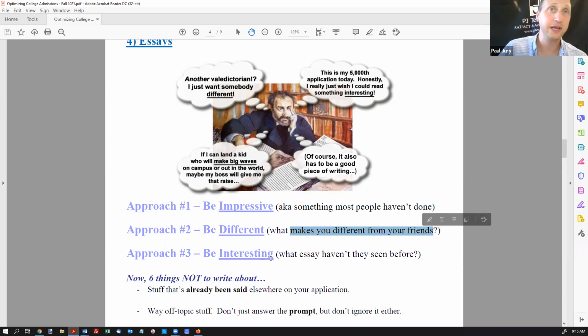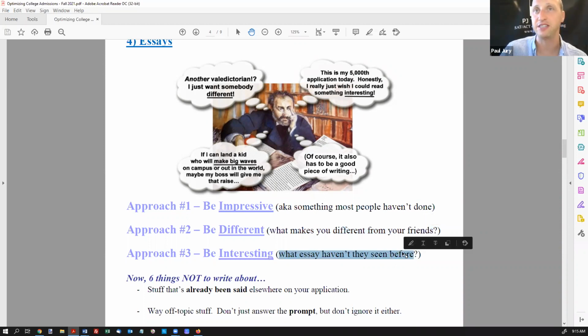The third approach is to be interesting. Basically, what essay haven't they seen before? These are the viral ones and the most extreme cases where it's about something just super crazy. "I do all my best philosophical thinking on the toilet," or "my armpits. I have a glandular sweating problem and my armpits are like carrying around two mops," and headlocks, or just a funny or sad or touching essay.